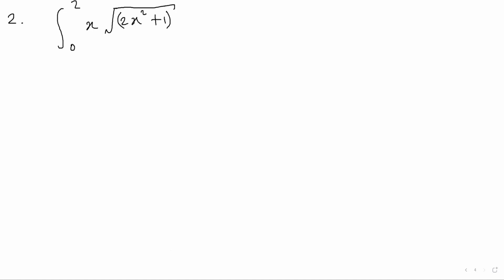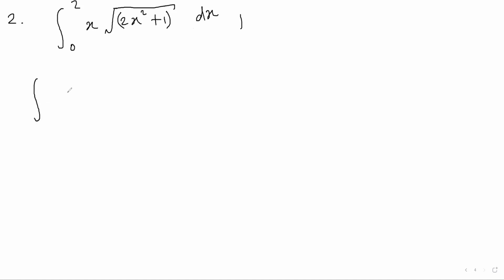Again, let me say it again. It's the integral from 0 to 2 of x times the square root of 2x squared plus 1, and we are integrating this with respect to x. So we're going to use the substitution rule again to evaluate this integral.